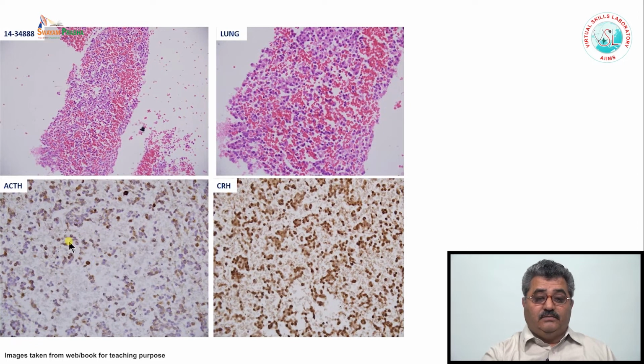These brown cells are positive for ACTH, and these cells are also positive for corticotroph releasing hormone. It indicates that this hormone is released by the cells and acts on the same cell, maybe a paracrine effect, and causes hypersecretion of ACTH, which acts on the cortex of the adrenal gland.